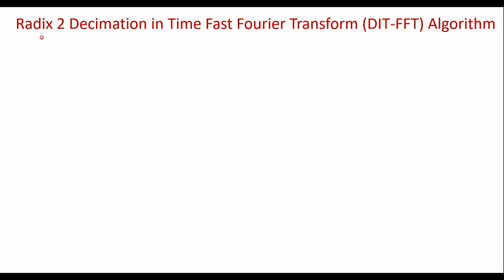In this video, I will discuss the Radix-2 decimation in time fast Fourier transform algorithm, or DIT-FFT algorithm. DIT stands for decimation in time, and FFT stands for fast Fourier transform. The DIT-FFT algorithm uses a divide and conquer approach. Let me show you the block diagram of the DIT-FFT algorithm. Later we will discuss the algorithm.